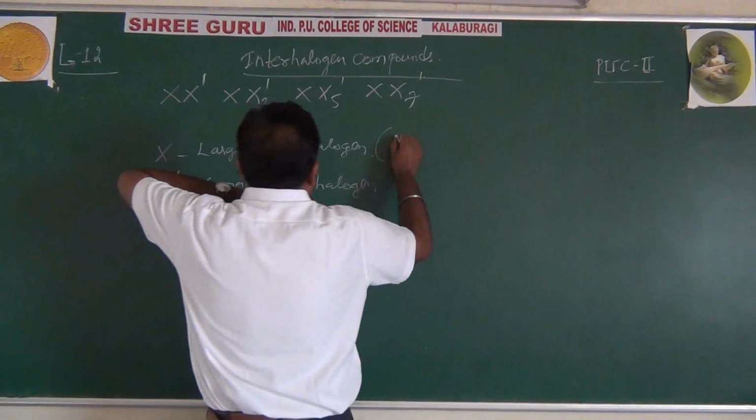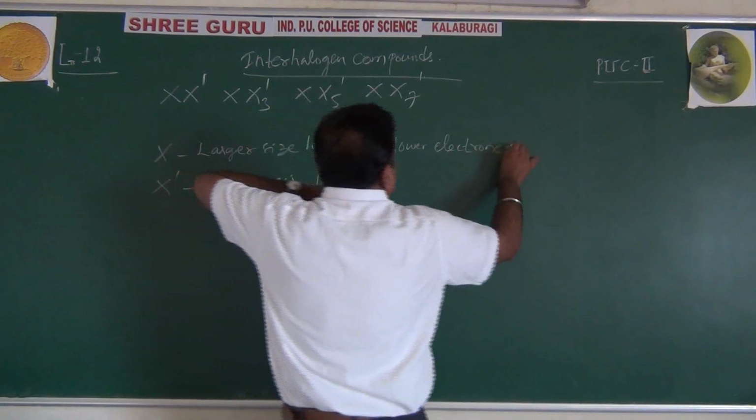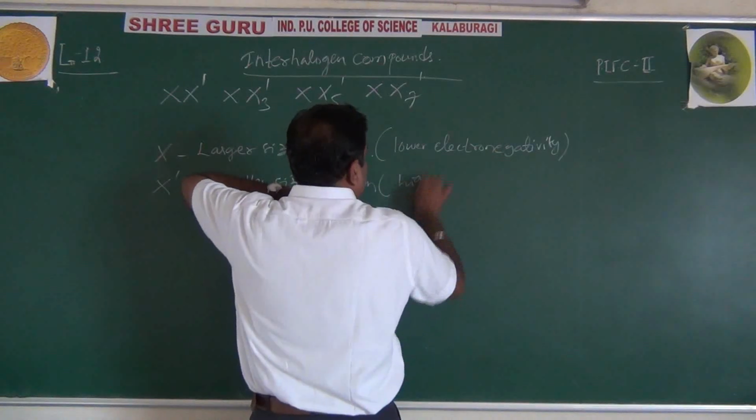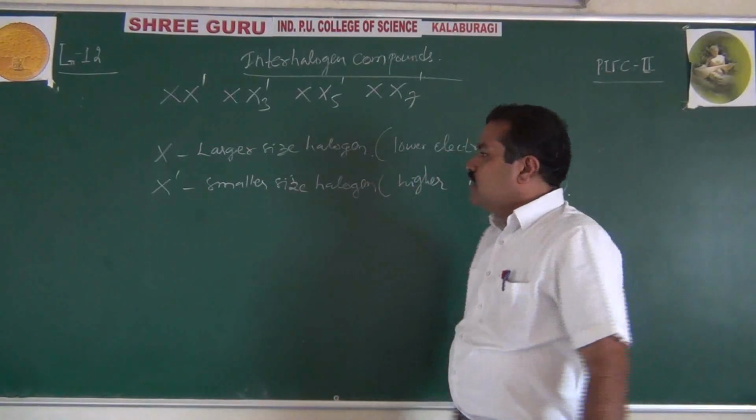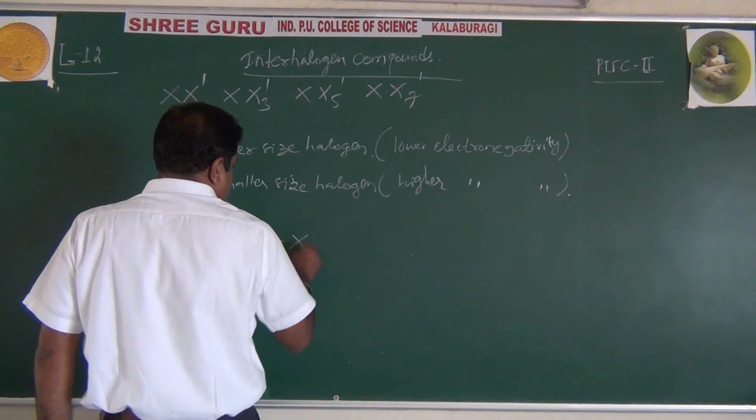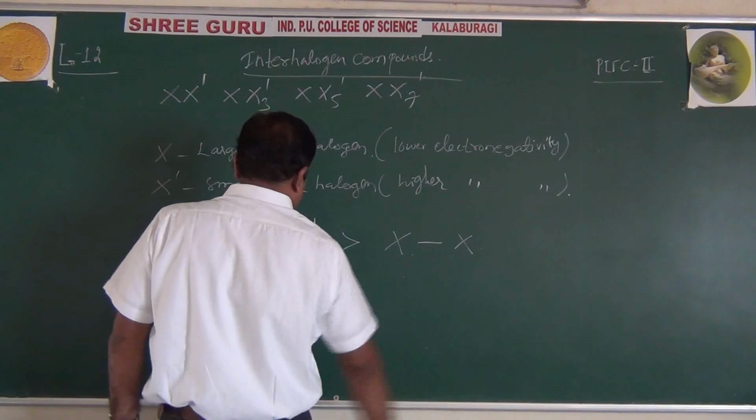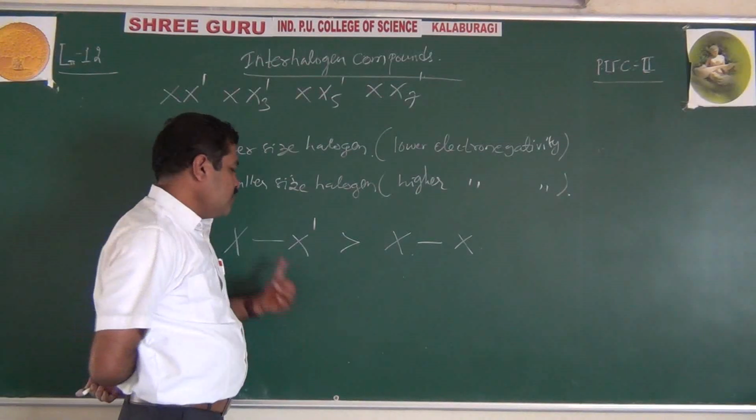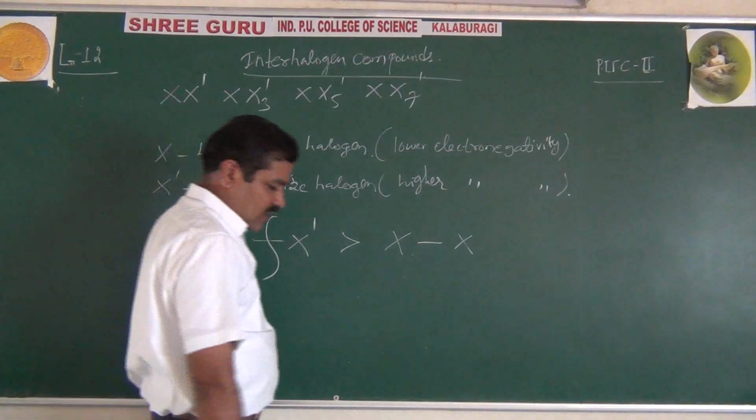X has lower electronegativity. X' has higher electronegativity. That's it. And remember, when we compare, XX' are more reactive than normal X2. That means interhalogen compounds are more reactive than normal halogens. Why? Because bond dissociation energy is very, very low compared to normal halogens.